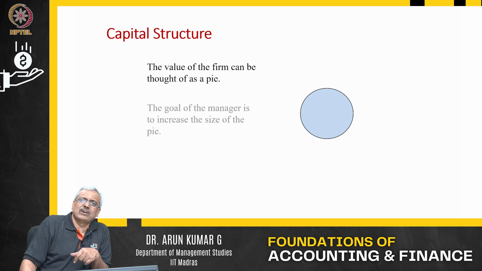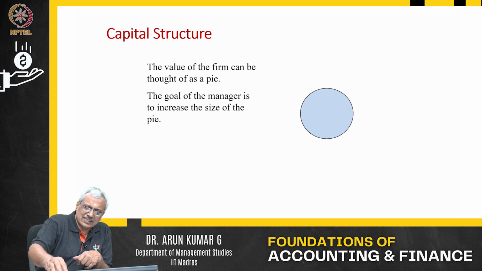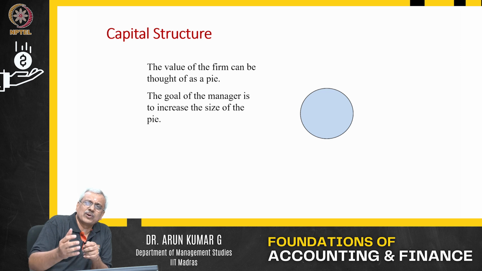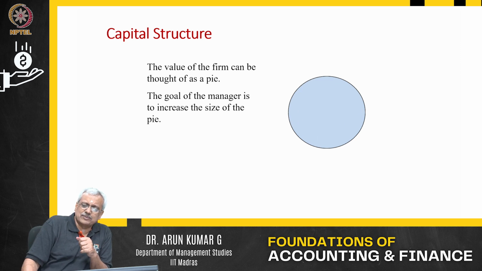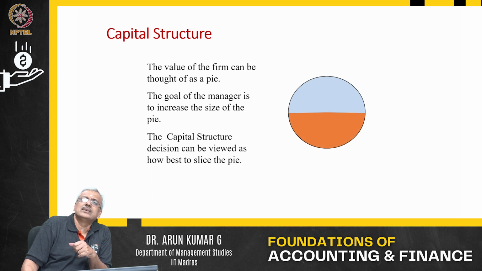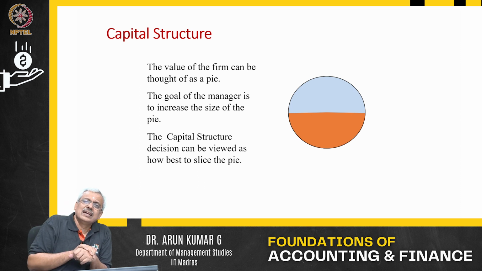So what is the objective, the financial goal of every manager? That's what you see, a circle out there is the pie, the capital structure, or the value of the firm out there. Now the goal of every financial manager is to increase this value, that is increase this pie to bigger and bigger and bigger. When he says bigger and bigger, it is viewed from the capital structure point of view.